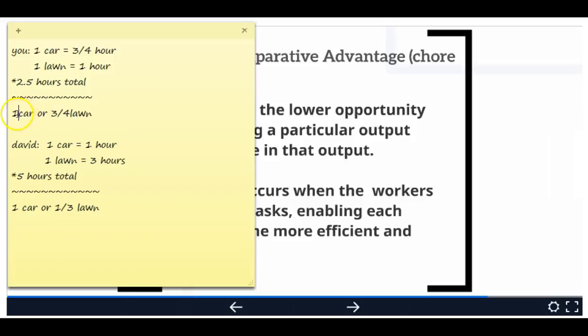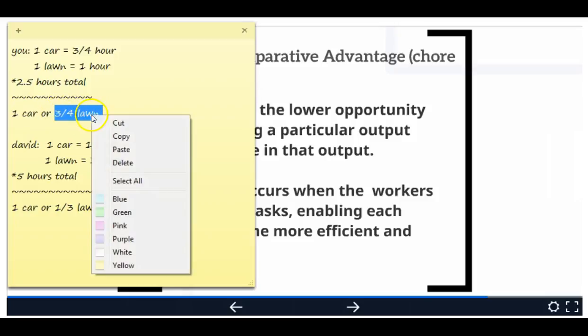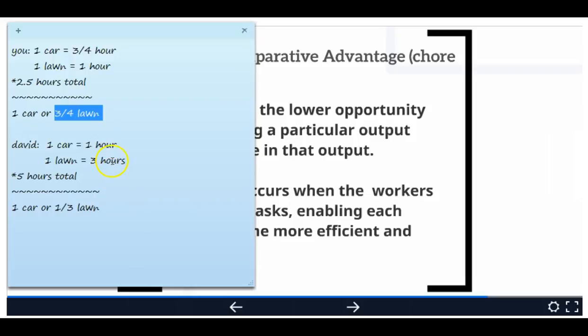So if we look at this right here, this is the opportunity cost. Let's see if I can make it bold. Hey, that worked. And this is the opportunity cost.